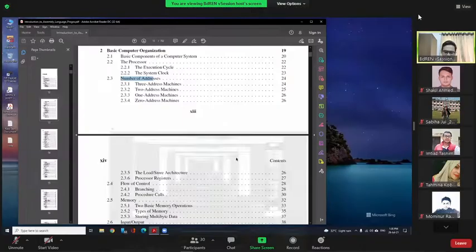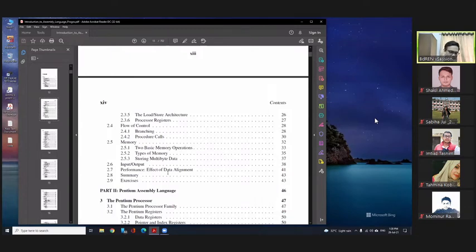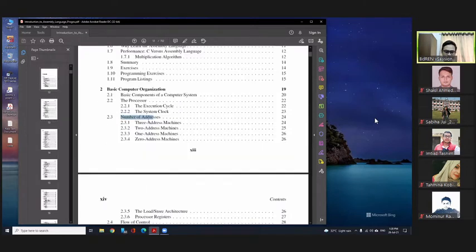Things we have discussed: we have discussed the memory, the processor, the input output, the basic components, and the system bus. So that is chapter number 2.